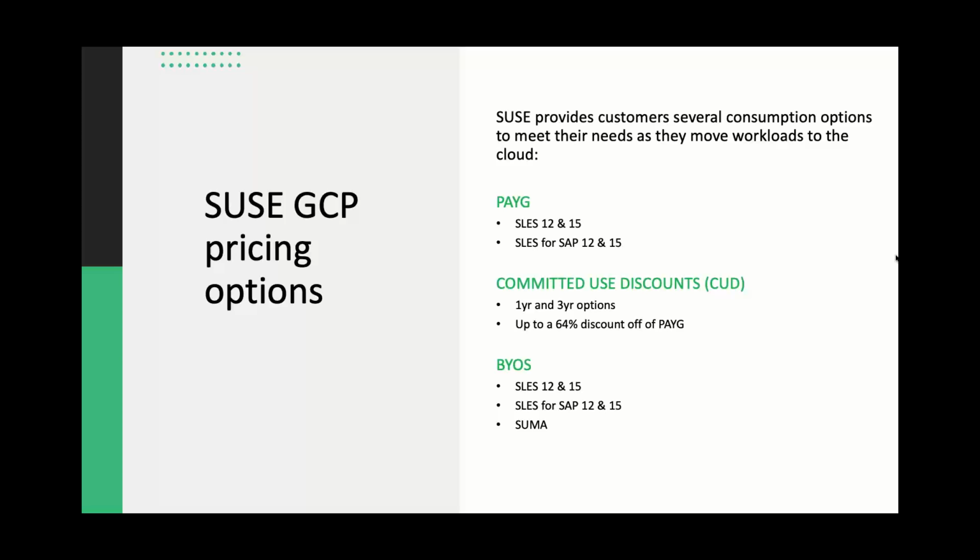We have our SLES images out there and our SLES for SAP images. Then for our SLES for SAP images today, we have what's called a committed use discount. That allows you to buy a 1 or 3 year subscription commitment and get up to a 64% discount. Now, the great thing about this option is, let's say you sign up for a 3-year option, you don't have to pay for the 3-year subscription up front. Google is going to bill you monthly over the course of those 3 years, right?